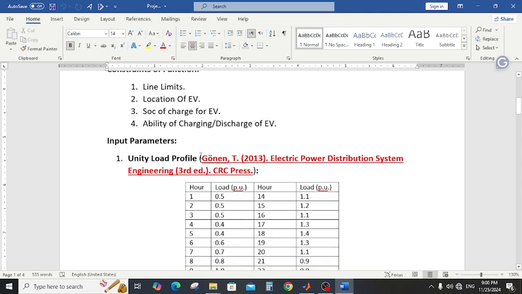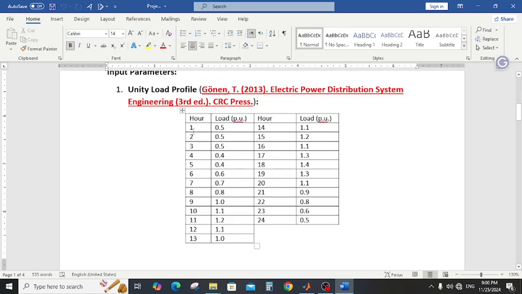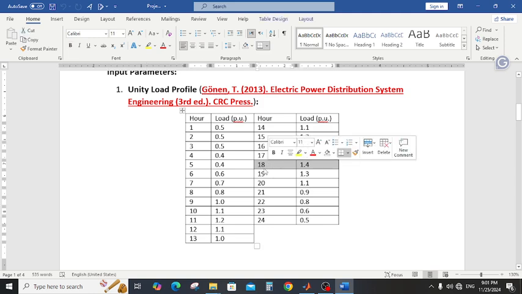This is the constraint. It should be taken into account in our optimization. The input parameters, which are assumptions or from some reference, start with the unity load profile for the IEEE 33 bus. This is how the load behaves, but in per unit, so it is per unit multiplied by the maximum load at the IEEE. So this is the load profile, how the load in each bus behaves during hours and during the day. As you see here, this is the peak load at hour 18, 1.4, and this is the unity load profile.